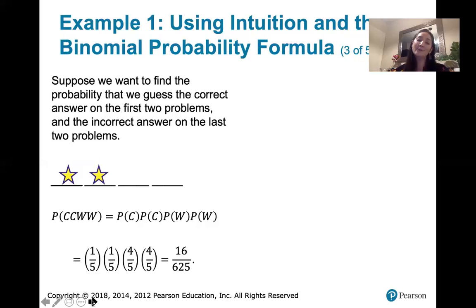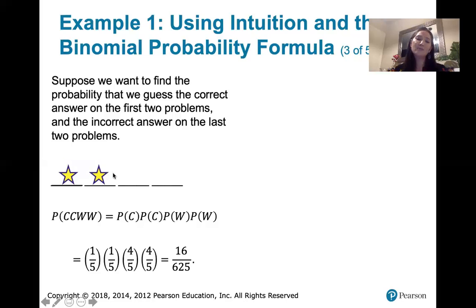Now, that's not going to answer the question. The question says, what's the probability of getting 2 correct and 2 wrong? It doesn't really matter to us if the first two are correct and the last two are wrong, or if the last two are correct and the first two are wrong.